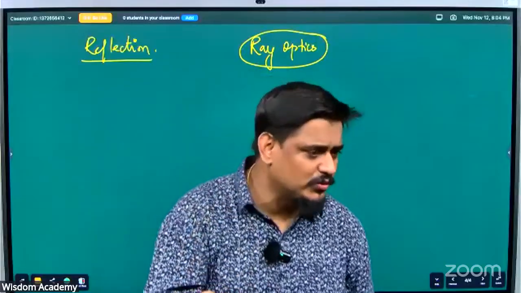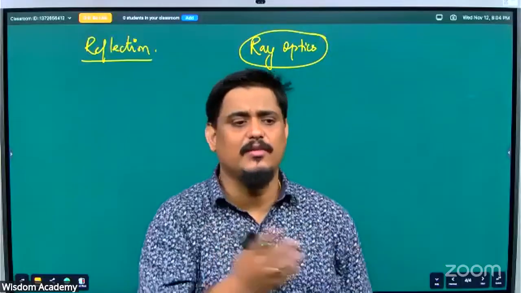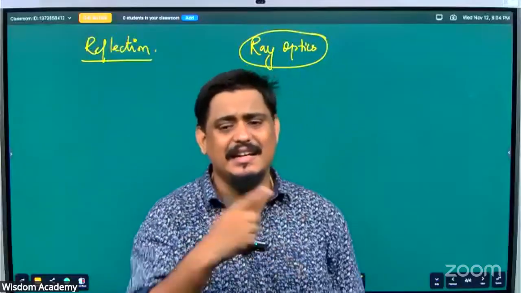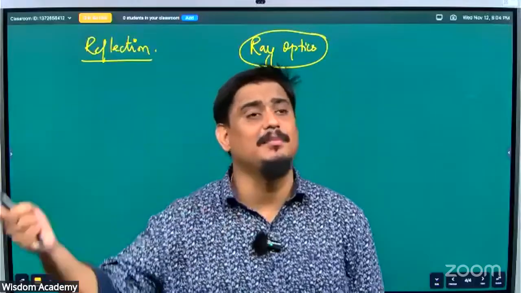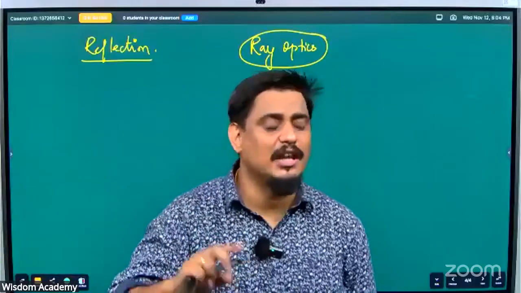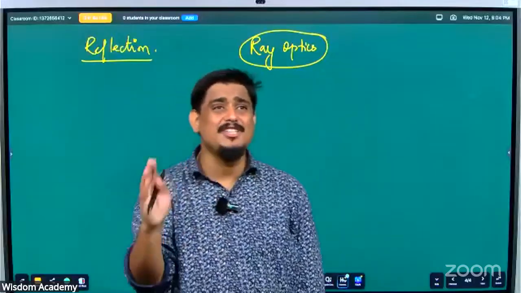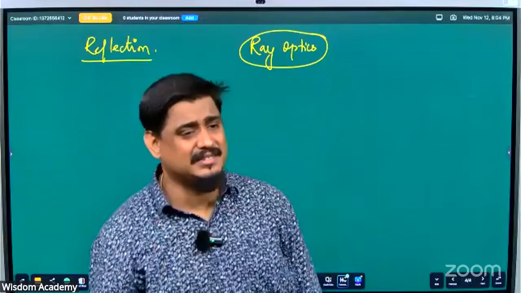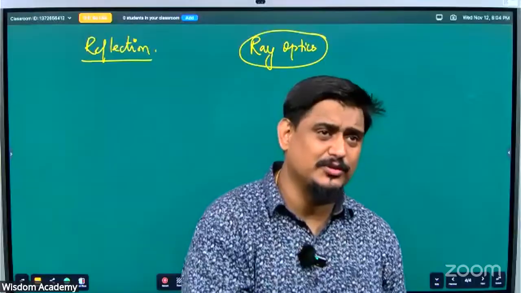Same way you also. Object kept at F, image will form at infinity, real, inverted, highly enlarged. Object kept at C, image will form at C, real, inverted, same size. Object between F and P, image will form inside the mirror, virtual, erect, enlarged. Like that, all the object positions, their image, nature, size, and characteristics, everything you should have in your mind. Same for convex mirror also.